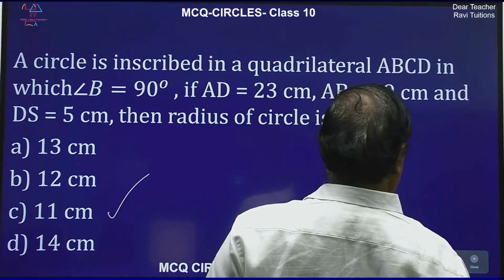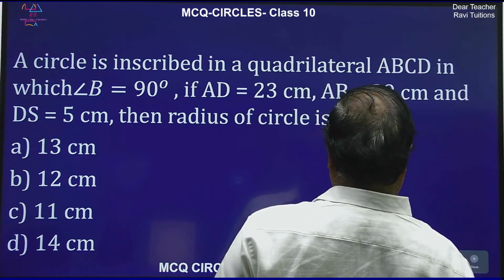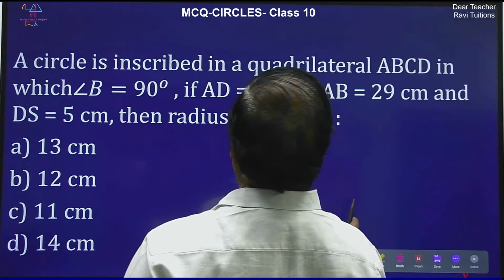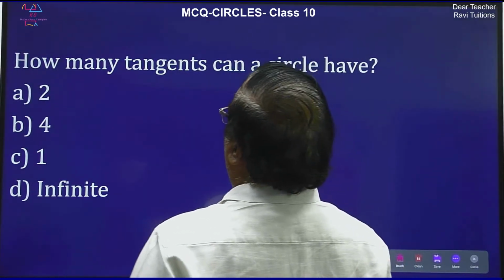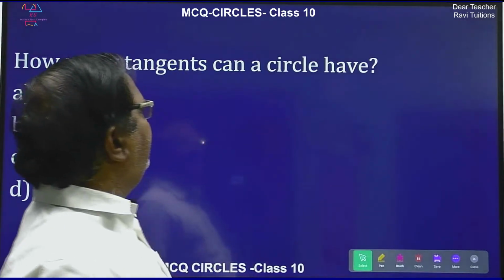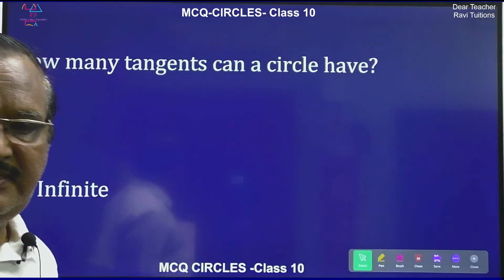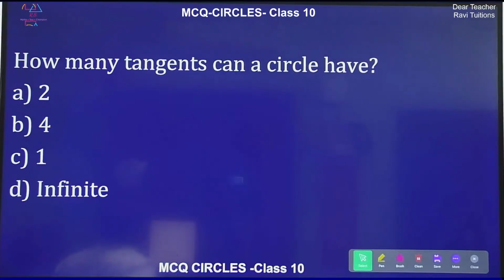Please, all of you can do it by yourself. How many tangents can a circle have? This is an easy question. How many tangents can a circle have?